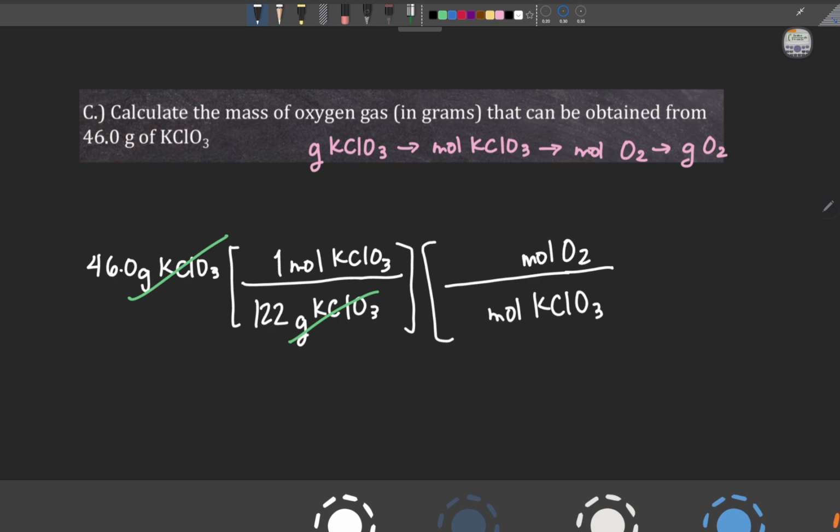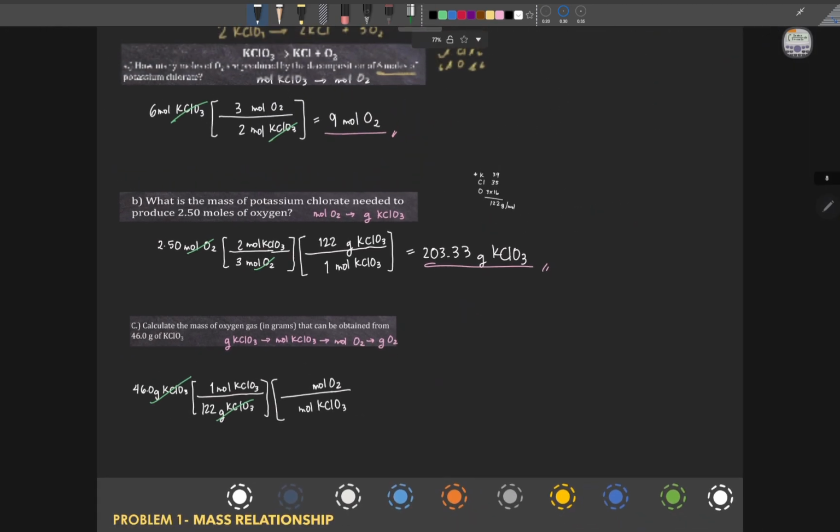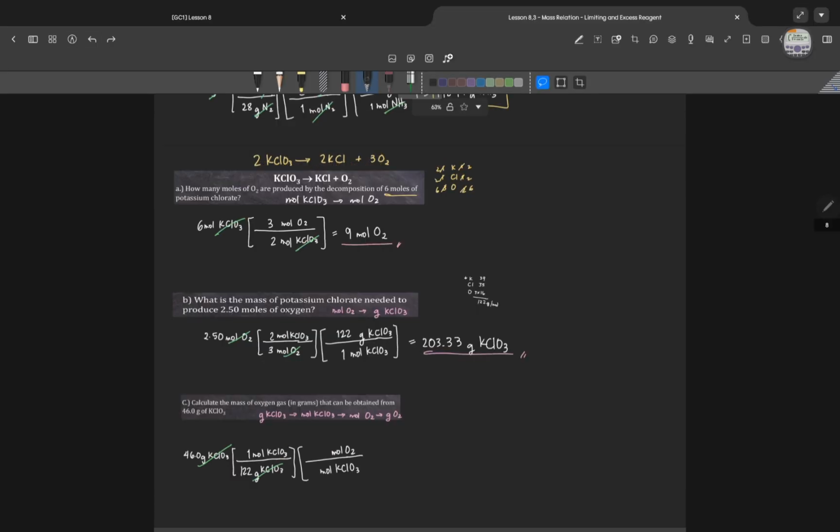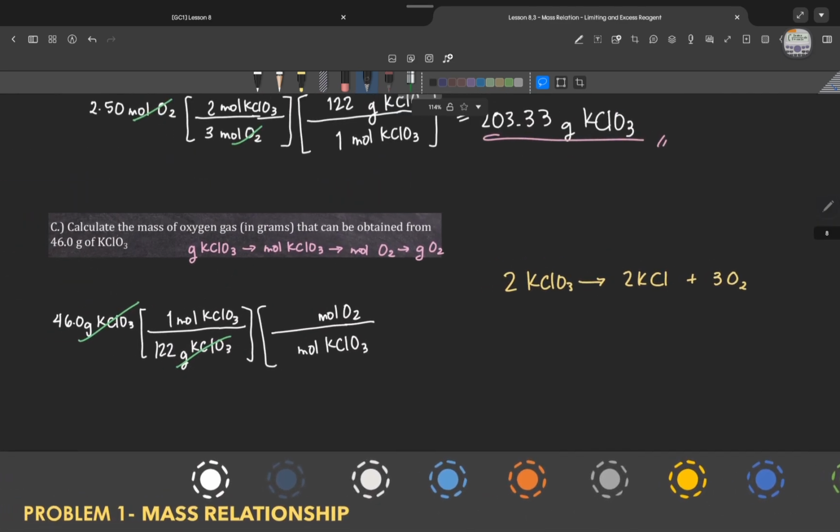Mole to mole, so that is from the balanced equation. So what is the ratio? Okay. So the balanced equation is this.